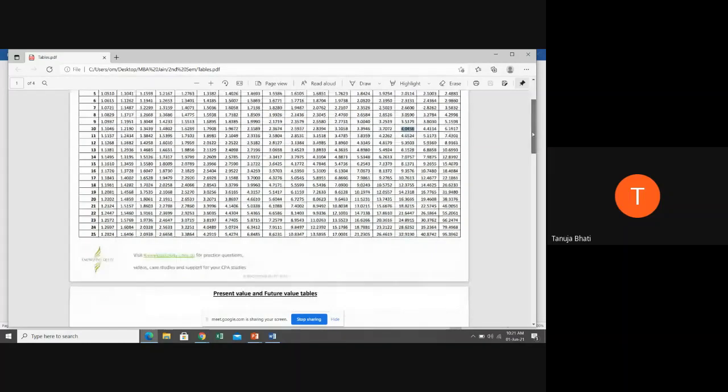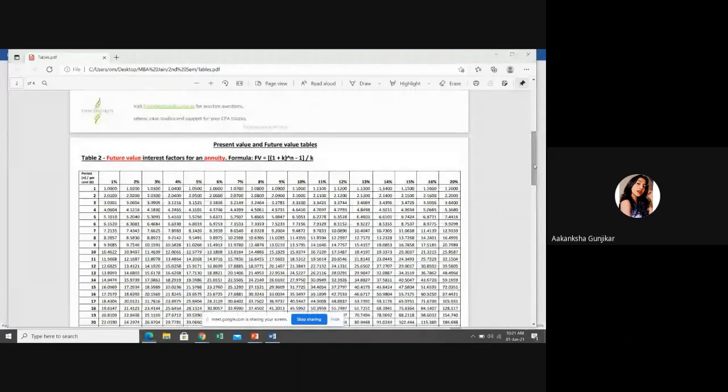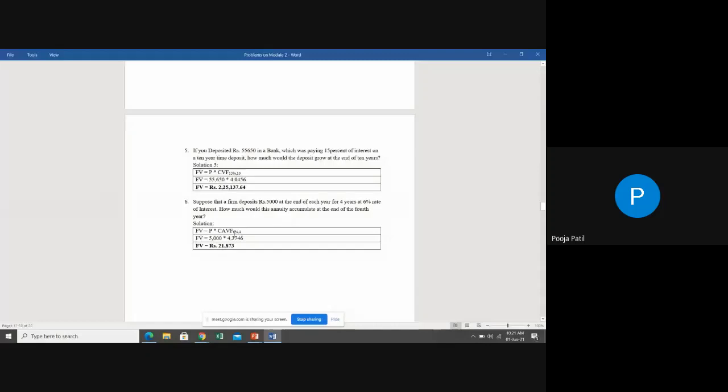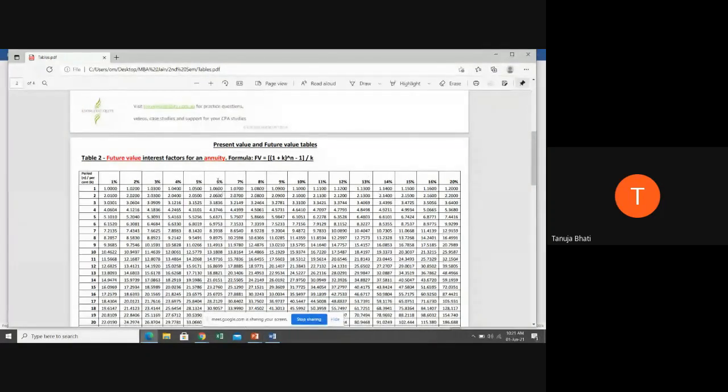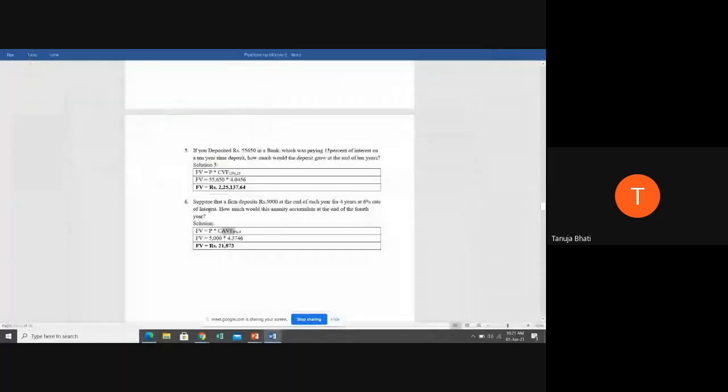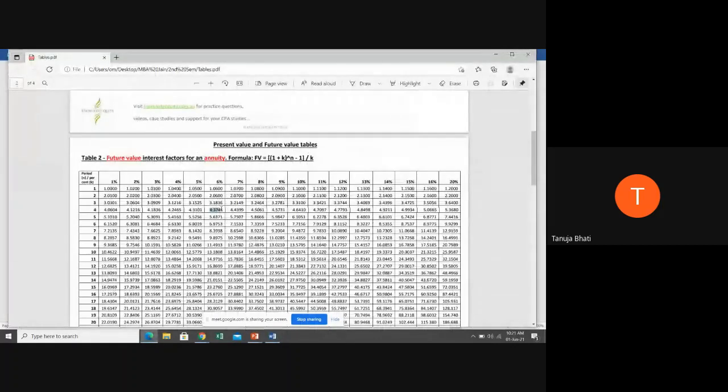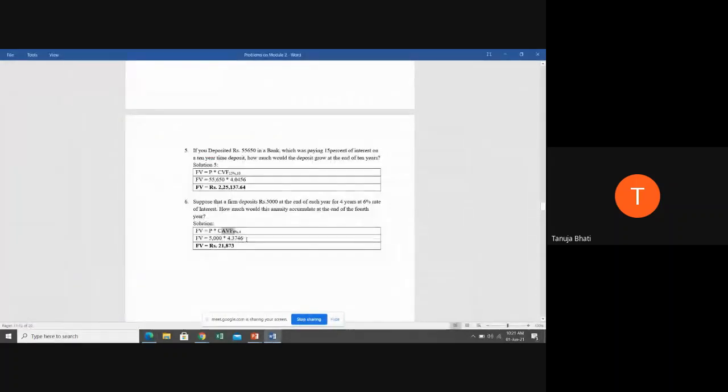Which table are you going to use? It is an annuity. For future value of annuity, I am going to use table number 2. So 6% for 4 years, that is 4.3746. When you multiply this, you are going to get 21,873.